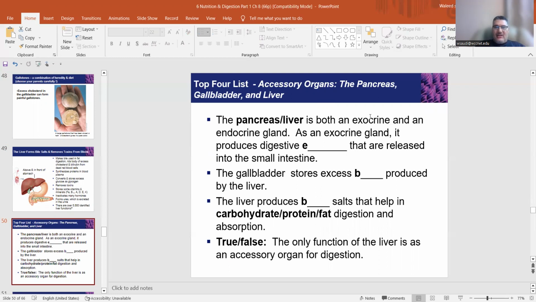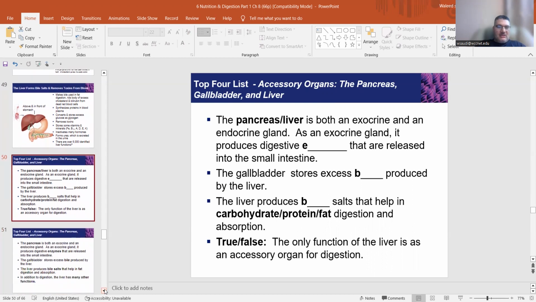So the pancreas is the one that has exocrine and endocrine functions, and it produces digestive enzymes. The gallbladder stores excess bile. The liver produces bile salt, which helps specifically with fat. Is the only function of the liver being an accessory organ for digestion? No, obviously, there are other functions.